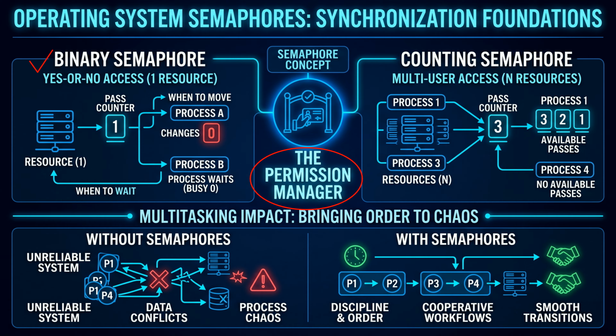A binary semaphore manages yes or no access for one resource. A counting semaphore manages how many users can access multiple resources at the same time. When many processes need to cooperate, semaphores bring discipline and order. Without them, multitasking systems would quickly become unreliable. With them, processes know when to move, when to wait, and when to hand over control smoothly. That is why semaphores remain one of the most important concepts in operating system synchronization.